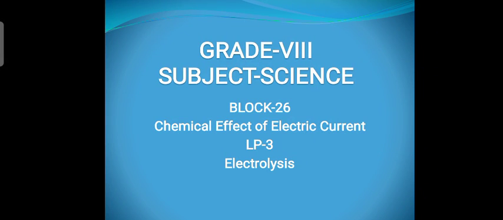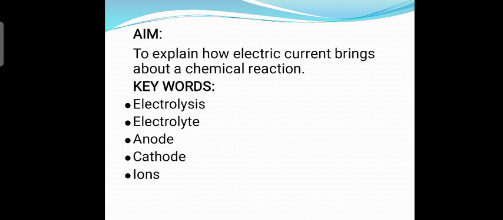Hello students, this video is for grade 8th, subject science, block 26, chemical effect of electric current, LP3 electrolysis. The aim of this lesson is to explain how electric current brings about a chemical reaction. The keywords are electrolysis, electrolyte, anode, cathode and ions.